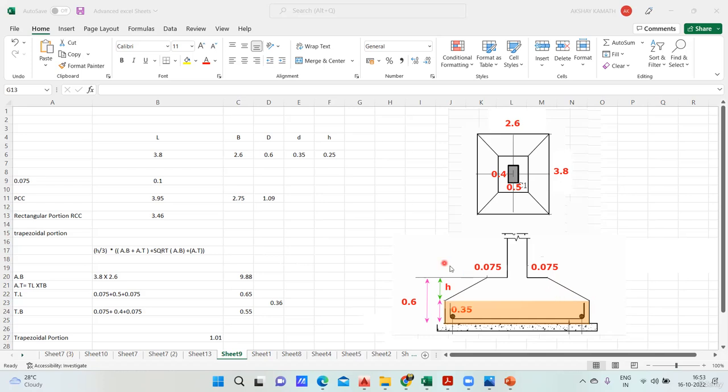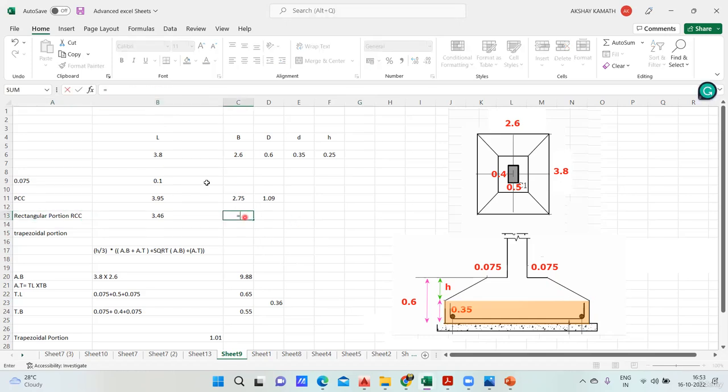So first, how do you find the concrete quantity for a rectangular portion? Very simple. Whatever is the length of my footing, I'll multiply that by the breadth of the footing, and multiply by the depth. So you can see the rectangular portion RCC, I've written it here, equal to: what is the length of your footing? 3.8. What is the breadth of your footing? 2.6.